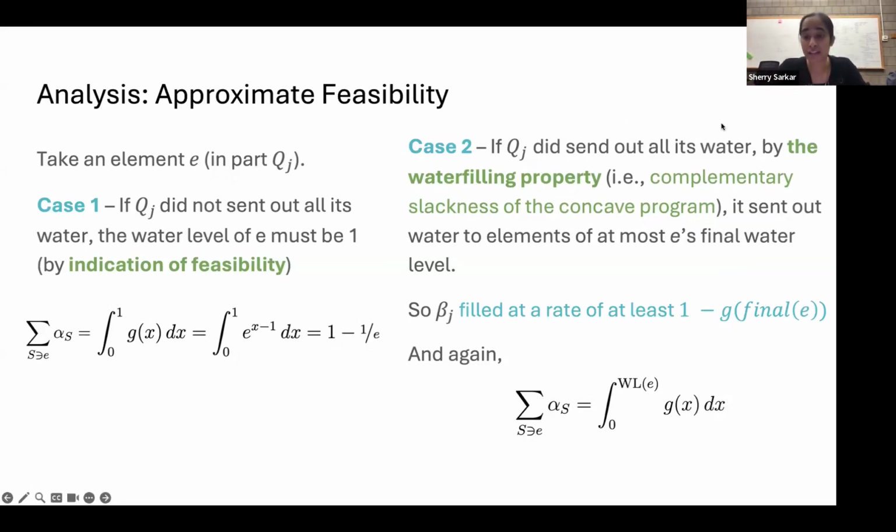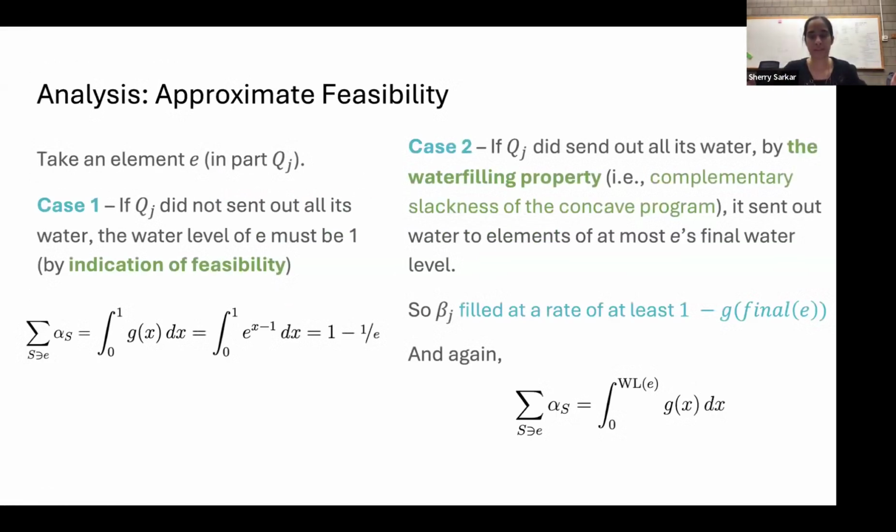If QJ did send out all of its water, then by the water filling property, complementary slackness, whatever you want to call it, it sent out water to elements of at most E's final water level, and that gives us a lower bound on how quickly beta J filled. And so again, we have this summation of alpha S from 0 to the water level of E of g of x. You add it to 1 minus g of final V. It is the same algebra as in the bipartite matching case.